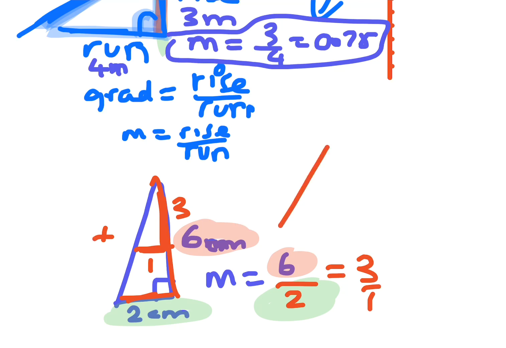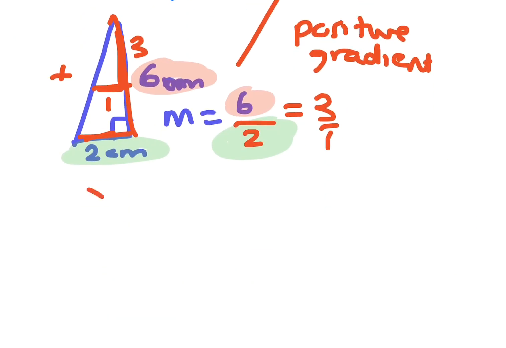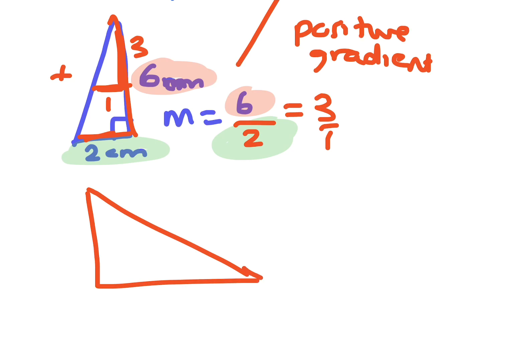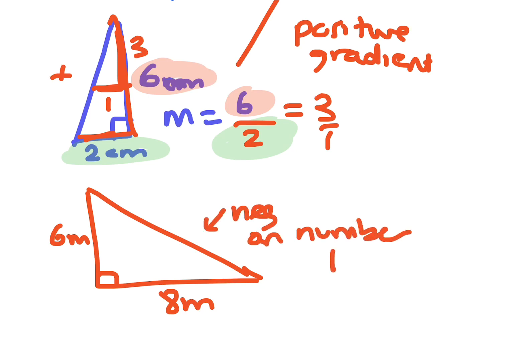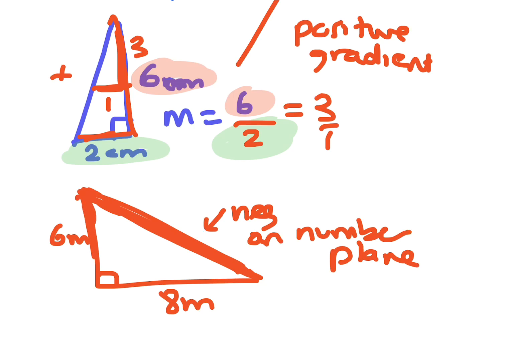Now when it's sloping that way, we say it's got a positive gradient. But when it slopes the other way, like that, like going downhill, let's say that was 6 meters and this was 8 meters, that will have a negative slope on a number plane. So once you graph that on a number plane, it's like it's going downhill. So if you're modelling it using y equals mx, then the gradient of that line will be a negative.